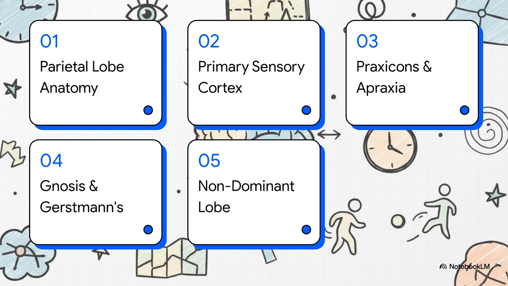So here's the game plan. We'll kick things off with the key anatomical landmarks, then we'll dive right into the primary sensory cortex and its, well, really surprising role in motor function. From there, we'll unpack the whole concept of praxis and apraxia. We'll then investigate the dominant lobule's job, agnosis, and the very famous Gerstmann syndrome, and finally, we'll explore the absolutely fascinating syndromes of the non-dominant lobe.